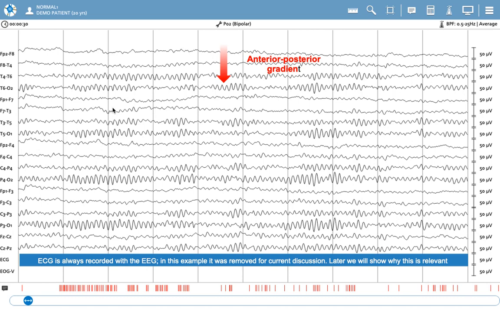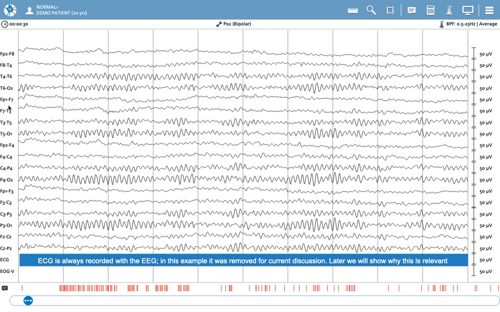And at the same time, you may appreciate that it is quite symmetrical. This is right and this is left, and this is again right and this is left. So left and right hemispheres tend to generate quite symmetrical rhythms in physiological conditions.